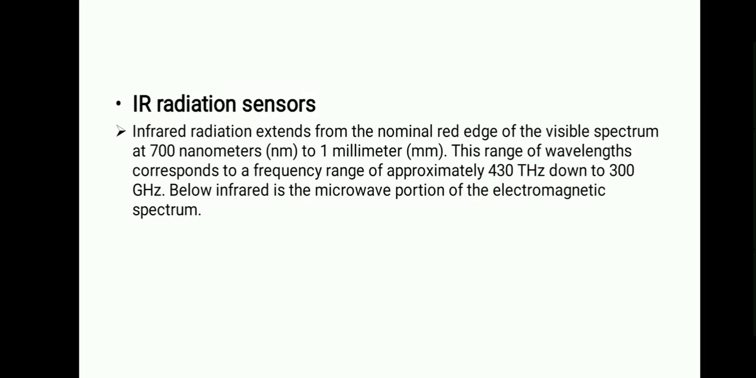Coming to IR radiation sensors, infrared radiation refers to the electromagnetic waves in the spectral range between visible red light and the longer wavelength of microwave radiation. Thus it has a wavelength between 780 nanometers to 1 millimeter, which corresponds to a frequency range from 300 gigahertz to 400 terahertz.